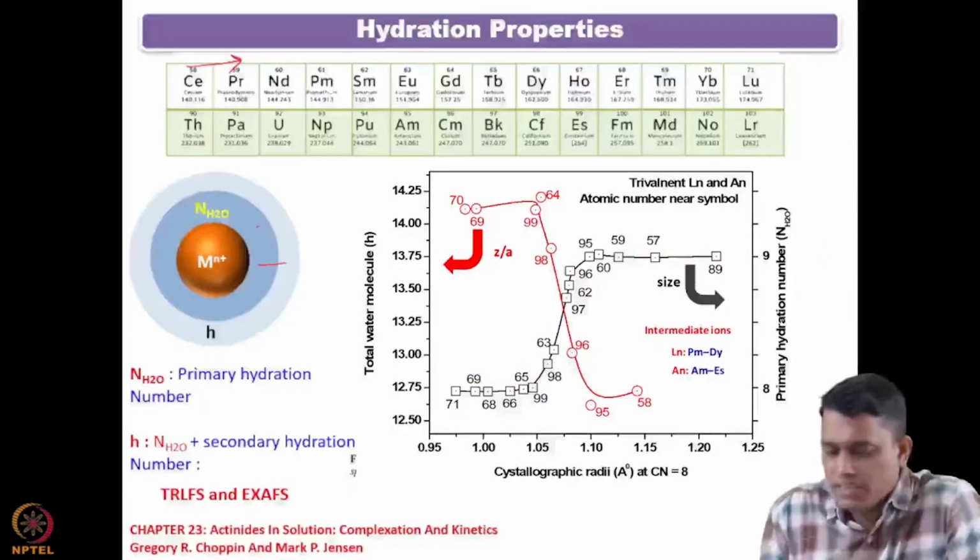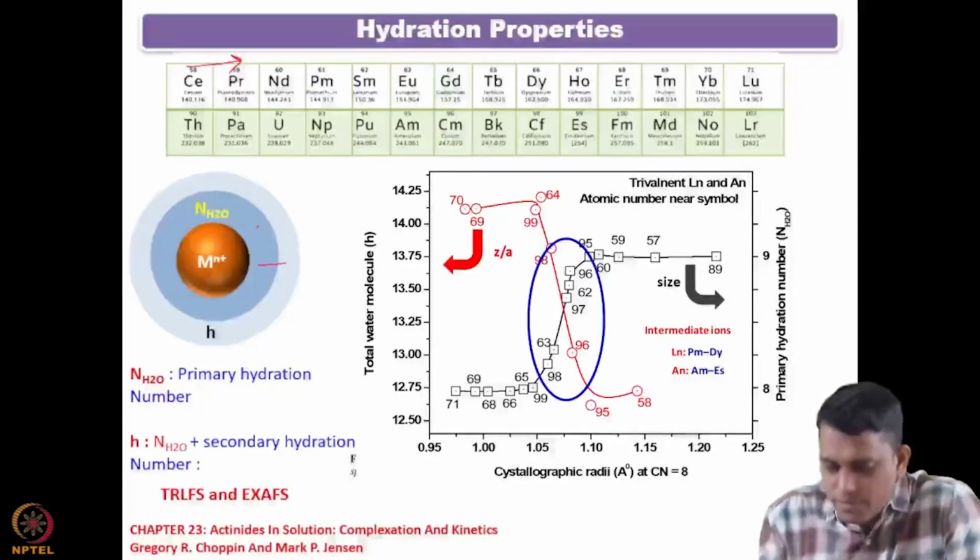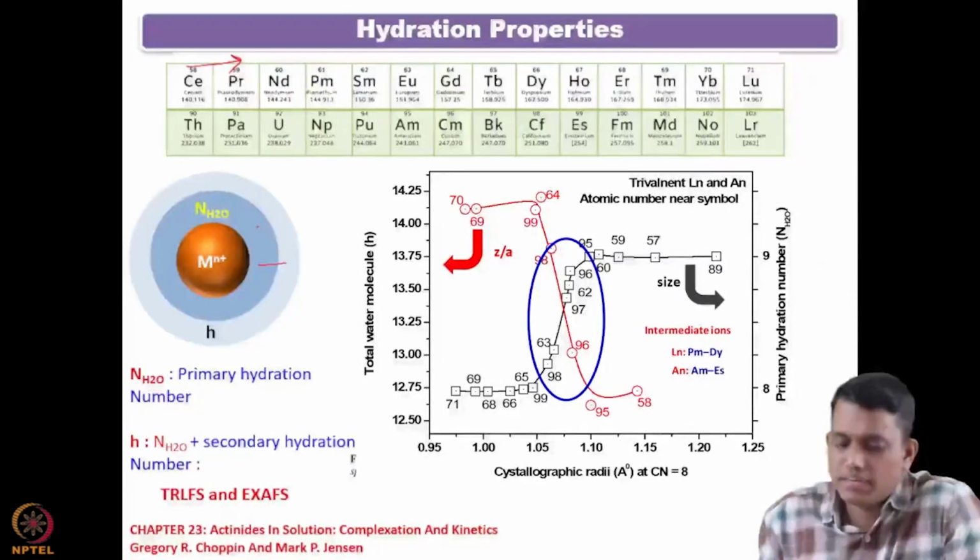And a very similar case happens with the actinides also. This transition, when you see this particular area, happens for lanthanides at promethium to dysprosium, whereas for actinides it happens at americium to einsteinium.